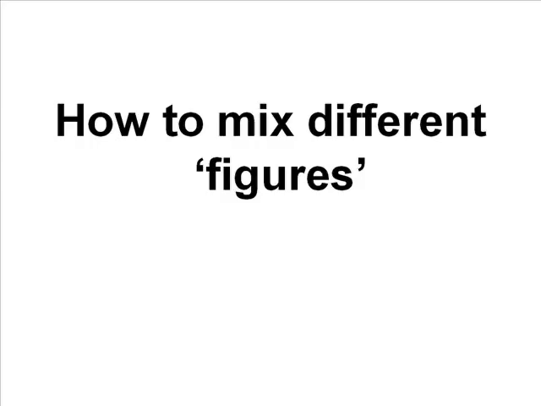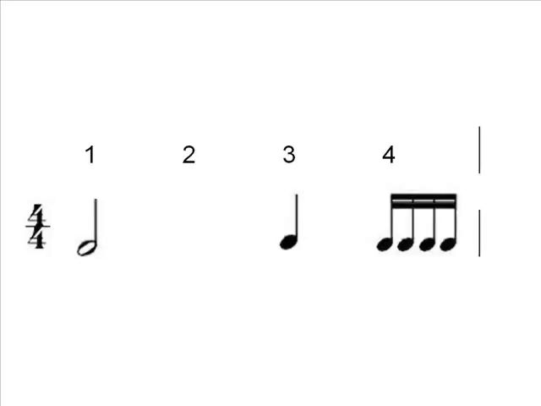So now we want to mix different figures, and with this phrase we mean that we want to mix notes with different duration, of course, because figure refers to duration. So, for example, we can have something like this. In this exercise, I start with a minim, so a half note, then I have a crotchet, so a quarter note, and then on the fourth beat, I have four semiquavers.